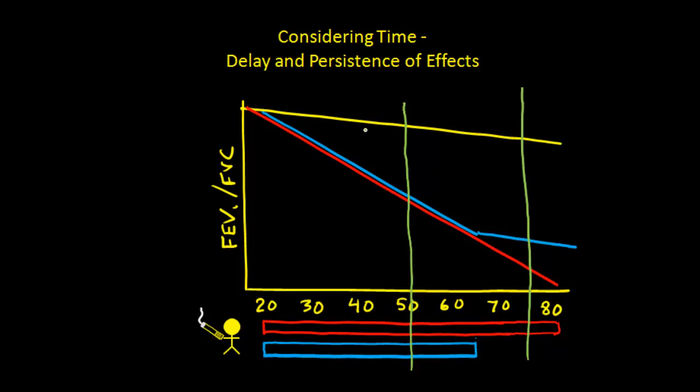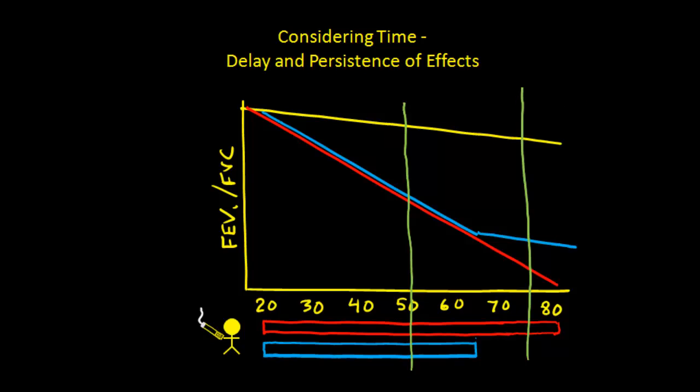All of them have a lower FEV1 to FVC at age 75 compared to 50. But what else do we notice? We notice that at age 50, the person who quits smoking at age 65 has the same FEV1 to FVC ratio as the person who smokes until they're 80. Well, of course, that's because this person here who's represented by the blue line hasn't stopped smoking yet. But if we collect the data out here at age 75, then the person on the blue line, since they've stopped smoking at age 65, now has a higher FEV1 to FVC ratio than the individual who continued smoking.